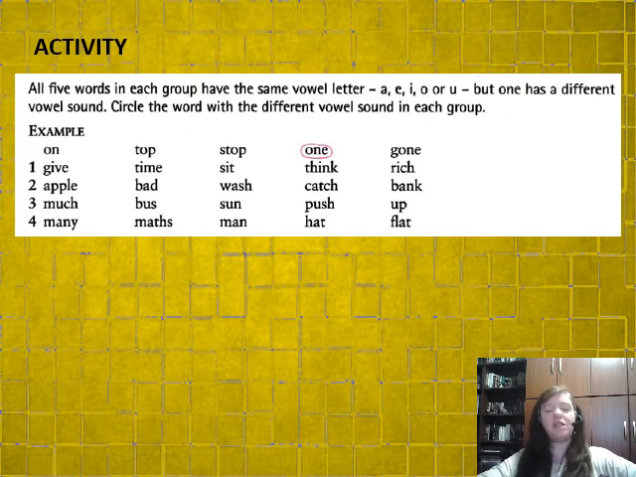So you mark the word that is pronounced differently. You analyze each line of words and write down the word that is different. All these activities are in your workbook, so you can follow from the workbook and mark it there. I want you now to pause the video, do the activity, and then after you have done it, you can play the video again to see the answers and check what you have done. Pause the video now.